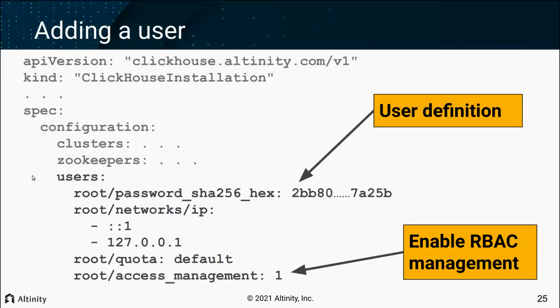Another thing we can do, as I mentioned, is add a user. This is an example of adding a user which is able to do what is called RBAC management, role-based access control, or SQL role management. So I call it root. It's got a SHA-256 password. And so, if you're familiar with defining users in XML, this basically will fill out an XML file so that we can get into the server and actually do additional SQL operations to create the rest of the accounts. So that's how we define a user.